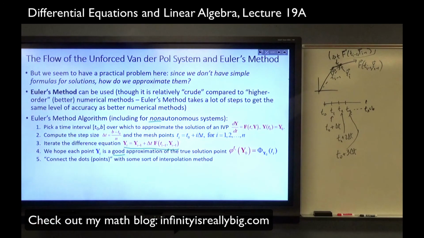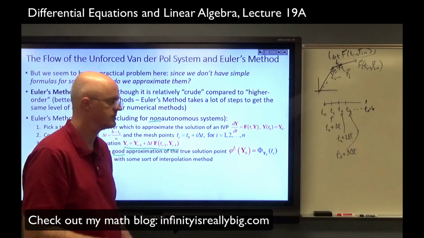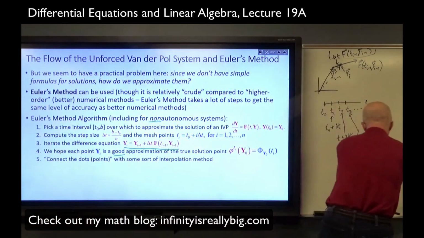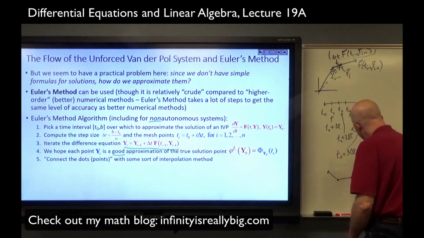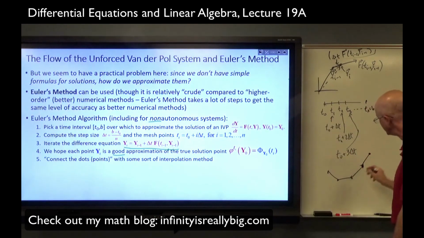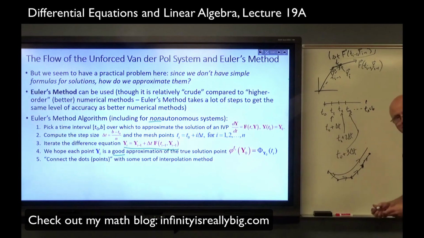Then you can connect the dots, connect y0 to y1 to y2 to y3 with some sort of interpolation method. It's fine for this class to just connect them with straight line segments. That gives you something called a polygonal curve, which is not really a curve. It's a bunch of straight line segments put together. It might look like that. And there's an orientation as time increases. So you can think of this union of these straight line segments, this polygonal curve, as approximating this true solution curve, which will be an actual curve, maybe like that.